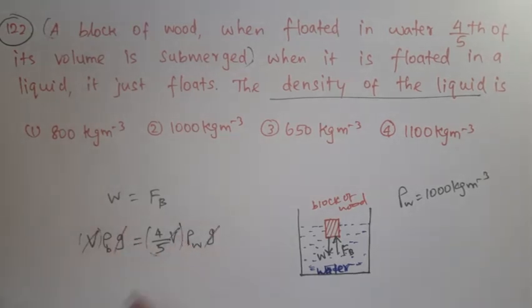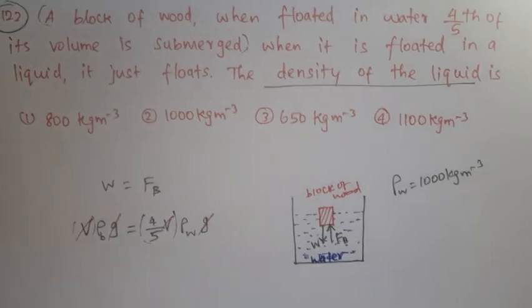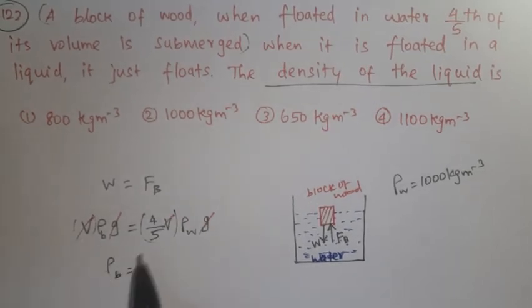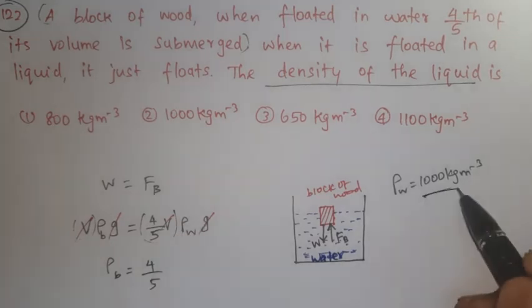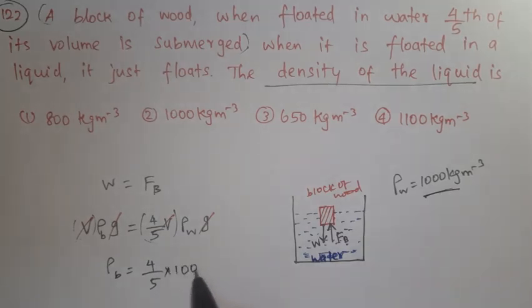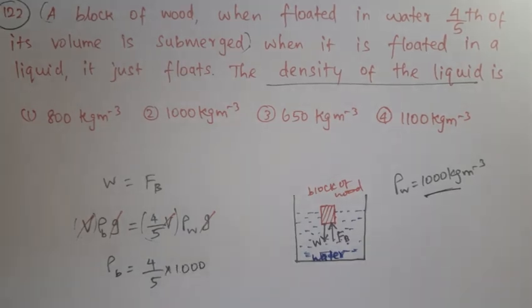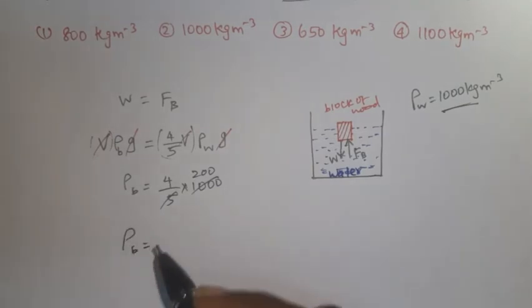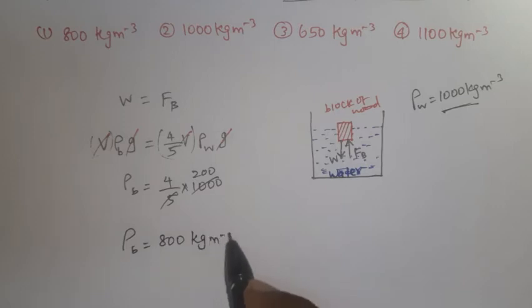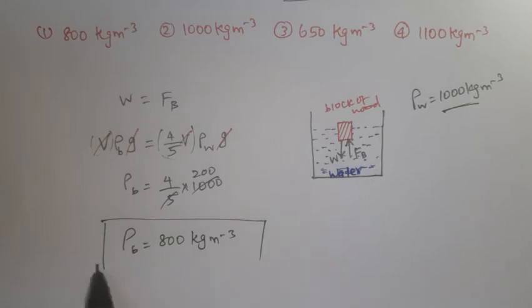Then this V will cancel. Now rho B, that is the density of the block of wood, is equal to 4/5 rho W. Rho W is nothing but the density of water, which is a constant value. We know that it is 1000 kg per meter cubed. If we cancel, 2 fives are 10, then 200. So rho B, the density of the block of wood, is 4 twos are 8, so 800 kilogram per meter cubed. So this is the density of the block of wood.